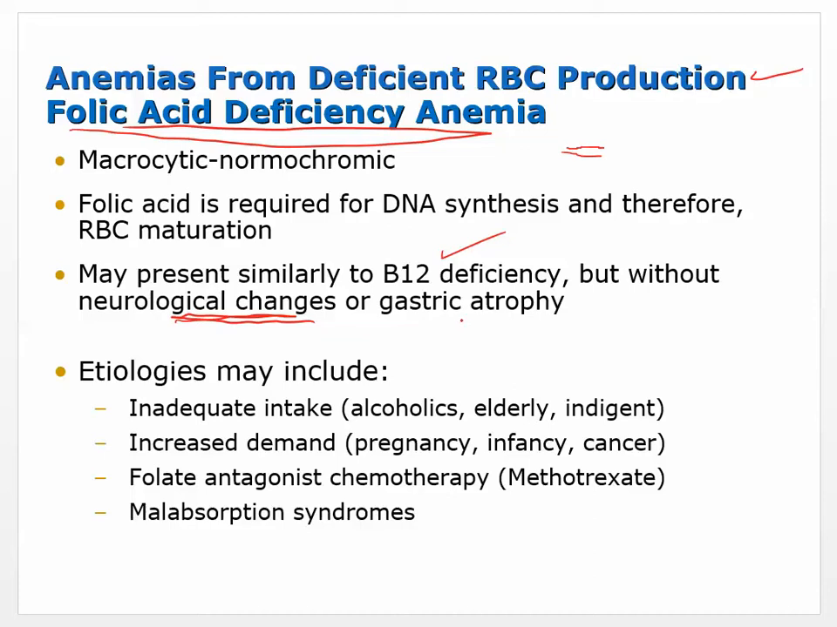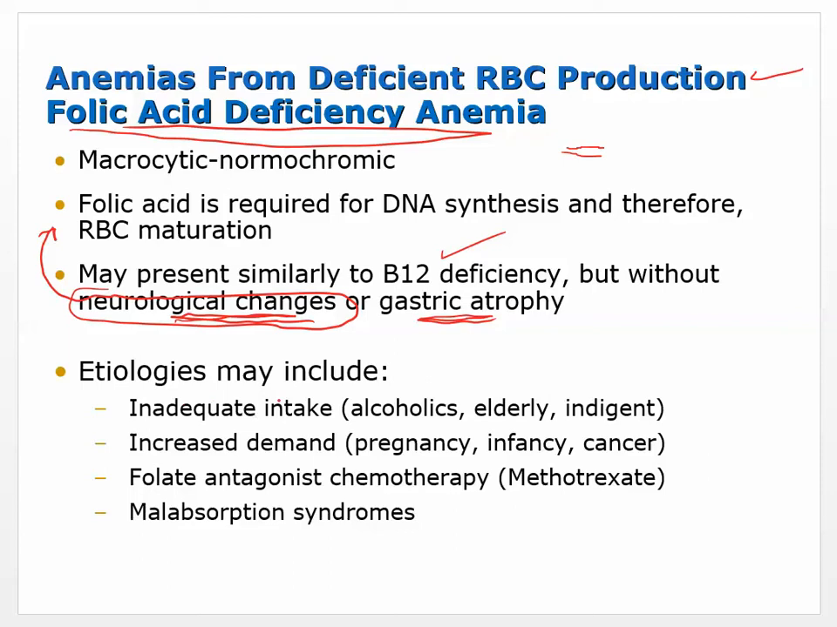Or the gastric atrophy. Gastric atrophy, of course, is related to pernicious anemia. All right, but mainly keep in mind neurologic changes. That's going to be your big difference between that and pernicious or B12 anemia.